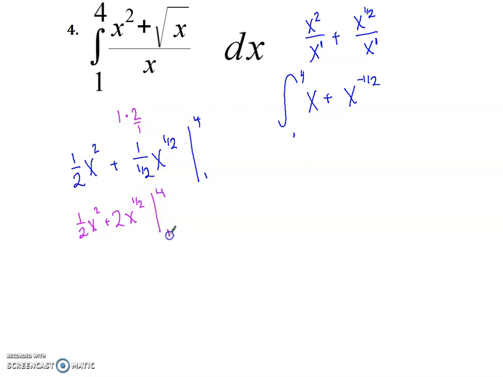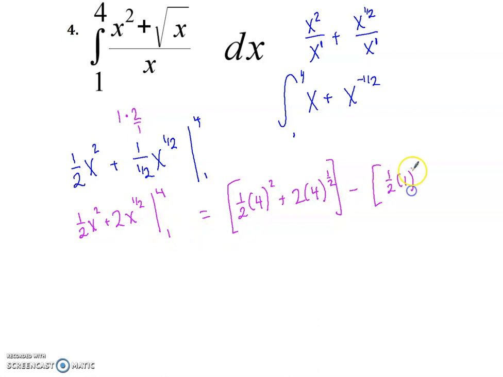Then I'm going to plug in 4, plug in 1, and subtract what I get for those two. So this will be 1/2 times 4 squared plus 2 times 4 to the 1/2. I'm going to figure this out and then subtract whatever I get when I plug in 1. So that's going to be 1/2 times 1 squared plus 2 times 1 to the 1/2.